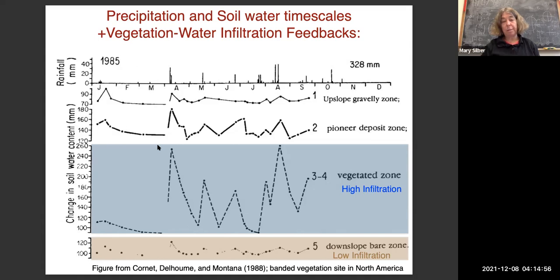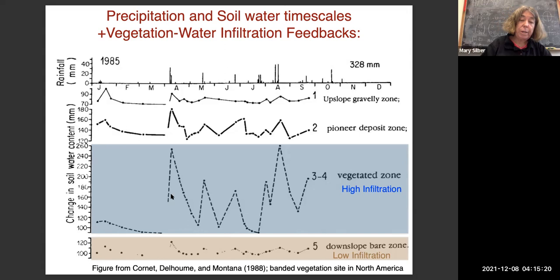One is this vegetation-water feedback. There's a positive feedback here. You can see that in the vegetated zones, there's just enormous infiltration compared to the bare soil region. So the biomass ends up recruiting more of the water to it, and then it can grow more. So that's the positive feedback.